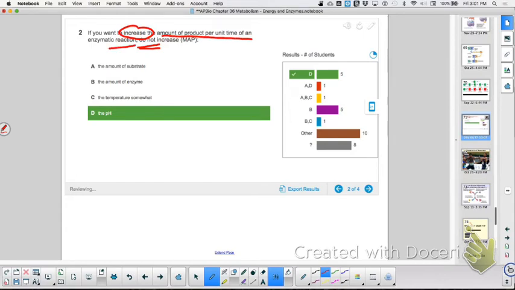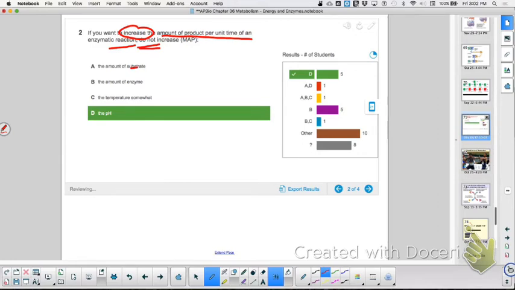If you increase the amount of substrate, will you increase the amount of product? Yes. If you increase the amount of enzyme, will you increase the amount of product? Yes. If you increase the temperature somewhat, will you increase the amount of product? Yes. If you increase the pH, will you increase the amount of product? No. Every time you change the pH, it's a tenfold change in concentration. You change pH, you're going to decrease the amount of product that you get.